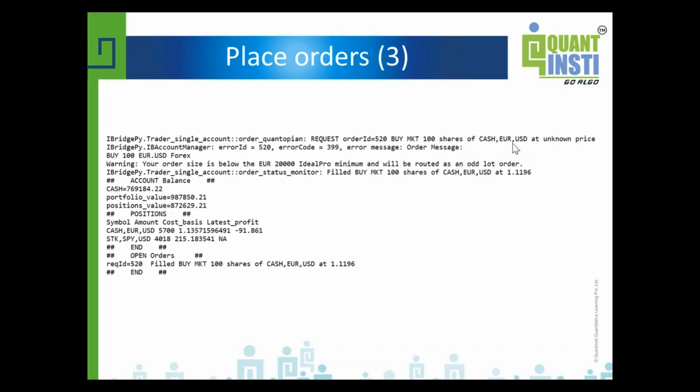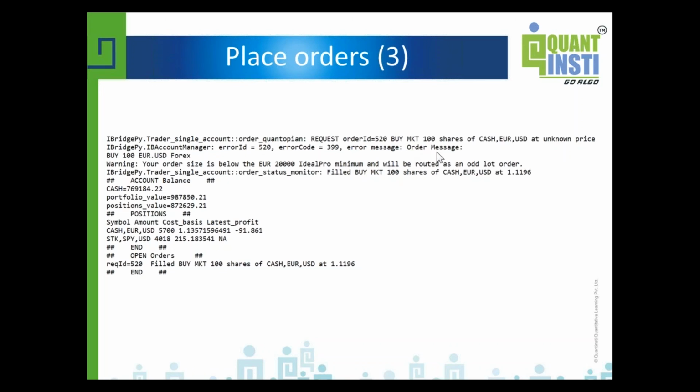Next is the order status monitor. You monitor order ID 520 and it got a result. It's filled, which means your order has been executed at IB. Action is buy, type is market, 100 shares of Euro USD, as you specified. Here, you will see the final executed price in this function.